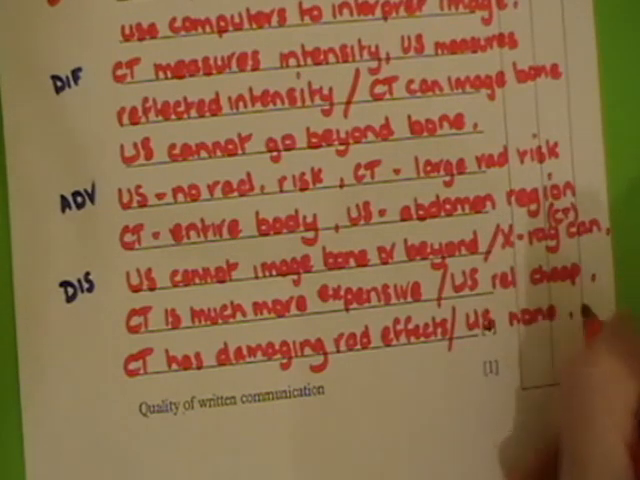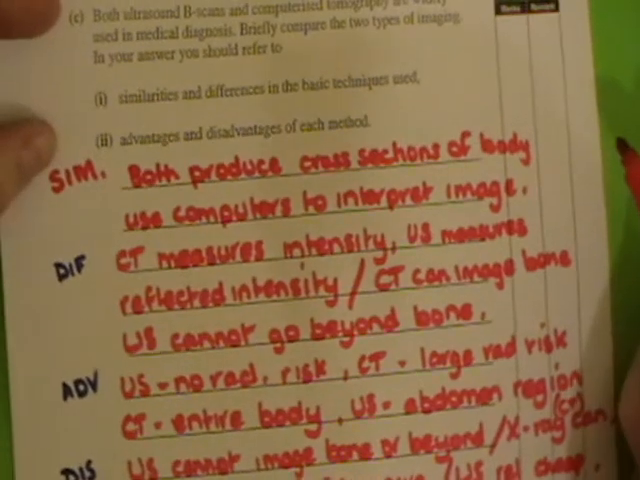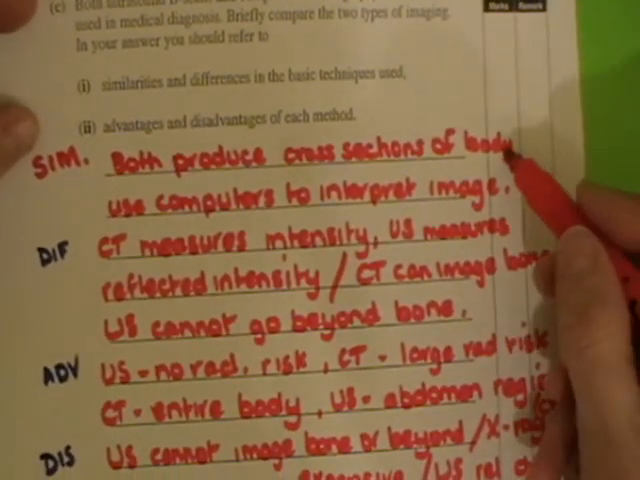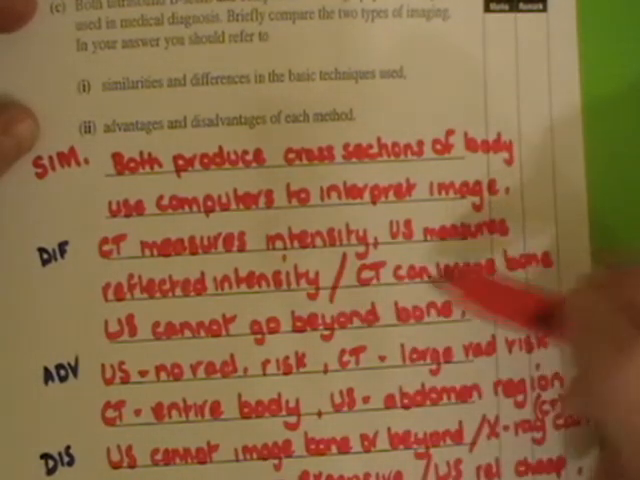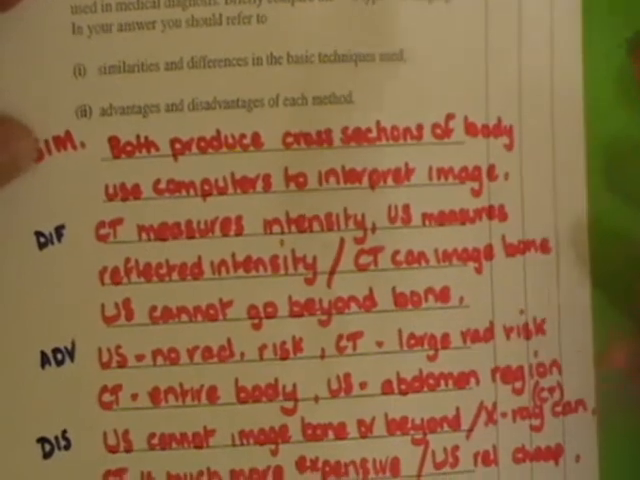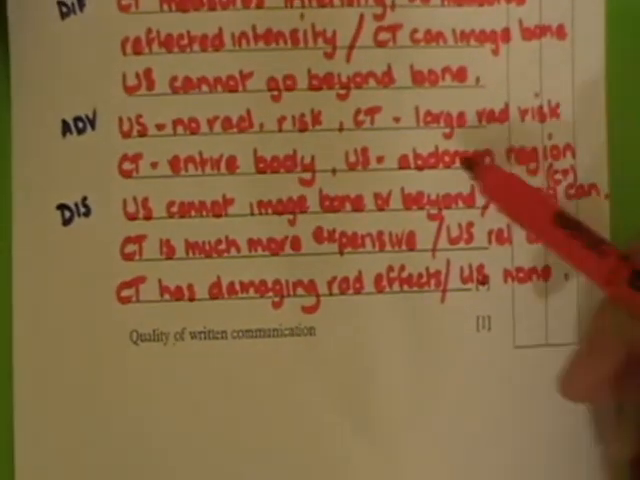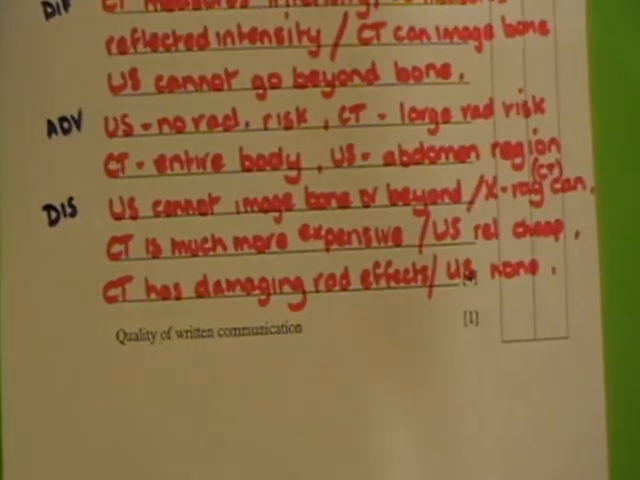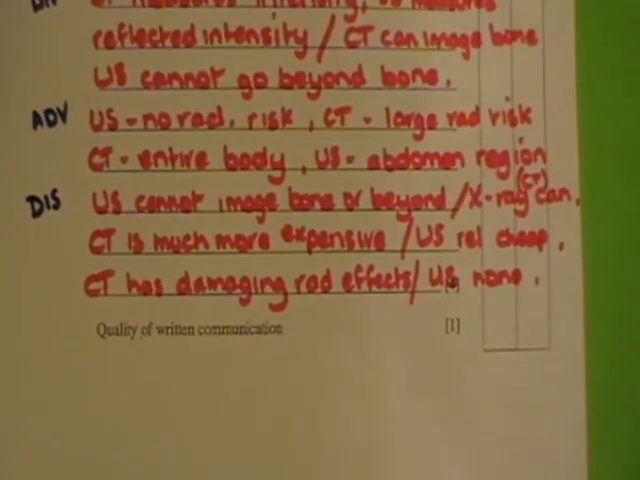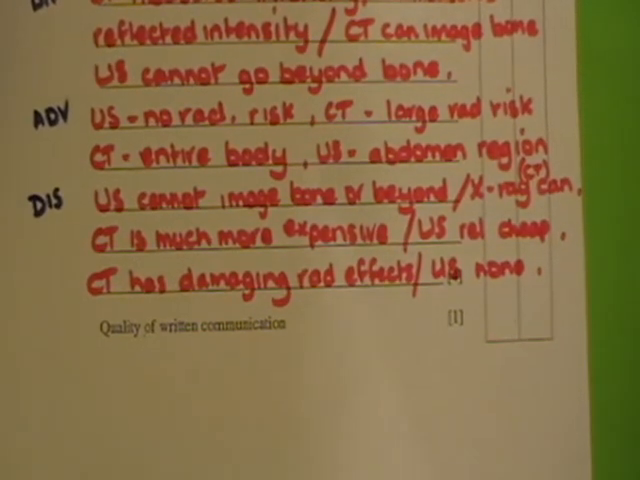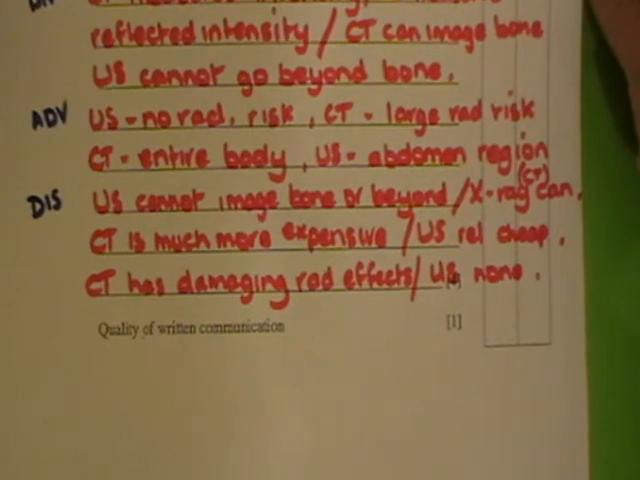So you could choose any one of those, any of those similarities or differences. Just one is absolutely fine. So you could have that or that. For the difference, there's 3 or 4 there. Advantages, you've got 2 advantages there, and for the disadvantages, there's actually 3 there. And again, it should be written in a paragraph so that you get a quality of written communication mark. And that's the end of your medical physics, medical imaging past paper solutions. Thank you.